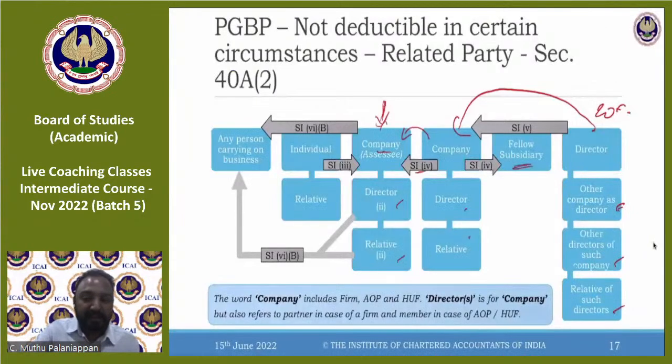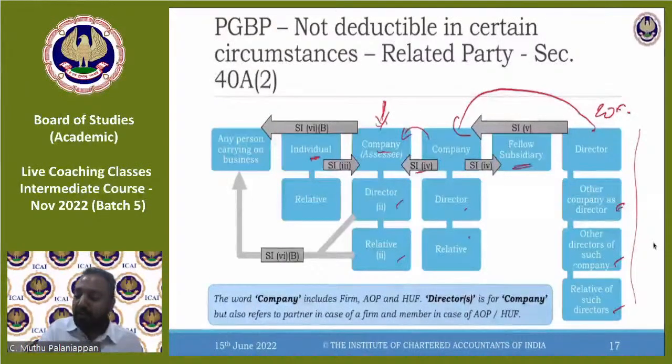So, that's what we are saying. Other company as director, other directors of such company, relatives of such director. So, when a director owns a substantial interest in a company, not the director alone is a related party. The other company in which he is a director, other directors of such company, and relatives of such director. Please understand that. So that is what this column is all about. Now we have discussed all this. We'll come to this side.